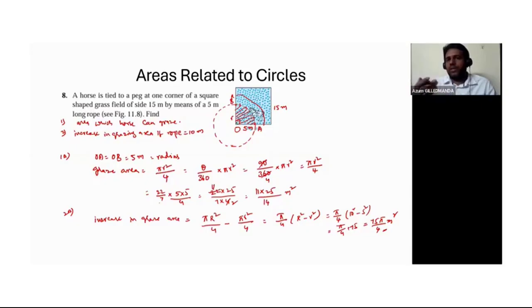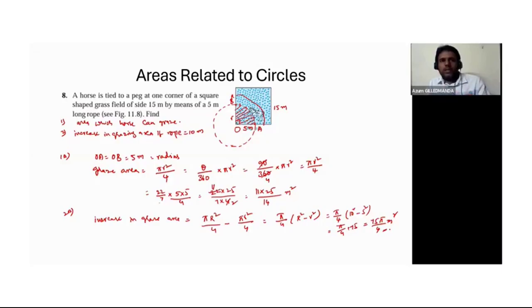So when the radius is 10, it can cover pi r square by 4, where r is 10 meters. And when it was 5, it can cover pi r square by 4, where the radius was 5. So I just used capital and smaller for that. In place of capital, I substituted 10, and in place of smaller, I substituted 5. And then I'm leaving the calculation to you. So basically, you understood the concept, right?